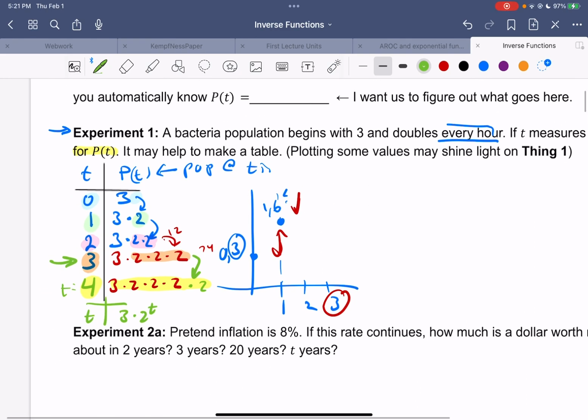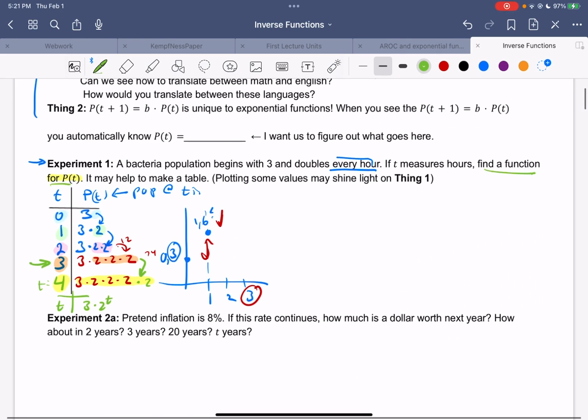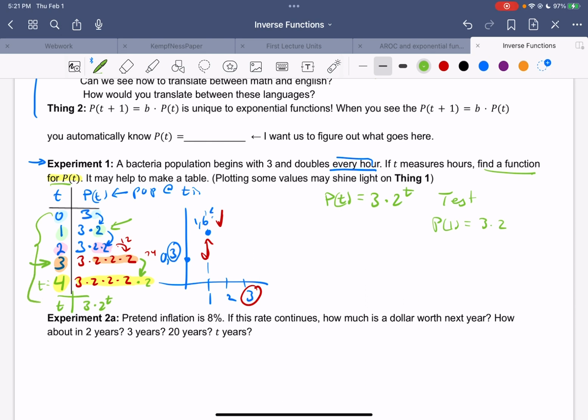So our goal was to find a function p of t, and I'm going to say it's 3 times 2 to the t. You can test this by plugging in t values. What's p of 1? Well, it's 3 times 2. Is that what I'm supposed to get? Yes. That's why I didn't bother simplifying, because you can clearly see that it works. If you change t to be any of these, you'll get the correct number of 2's. That's what's changing. Now maybe we can also see why this is called an exponential function. It's because t appears in the exponent.